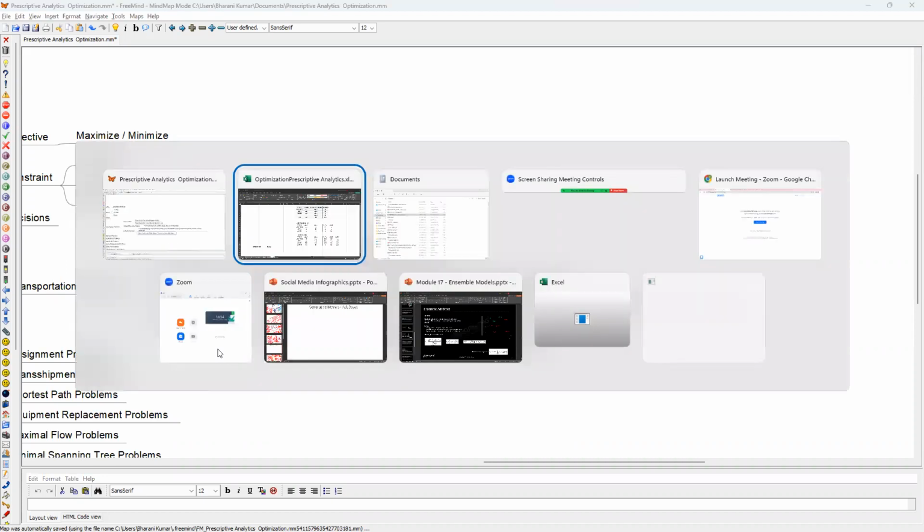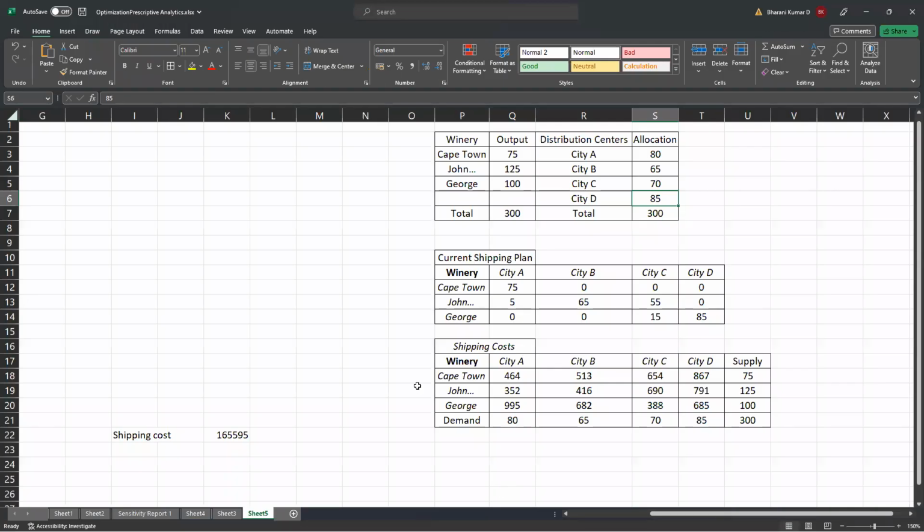Here, in our business problem, what are the decision variables? That's the point that we need to worry about. Decision variables are the amount of gallons or the number of liters that you want to transport from one location to another.